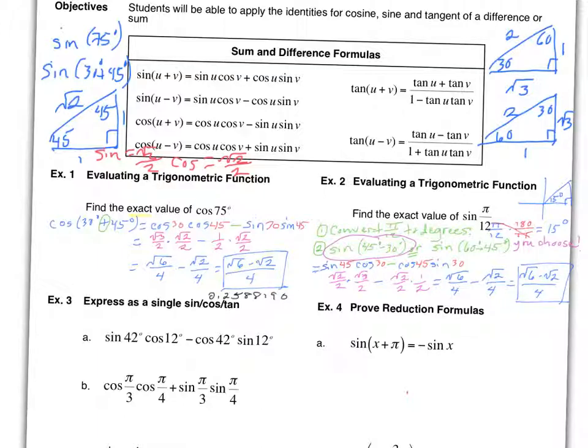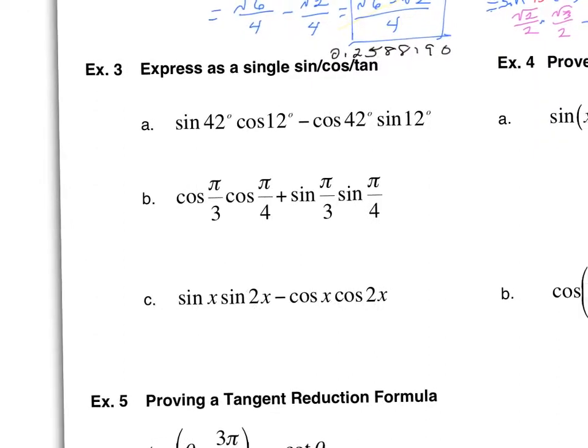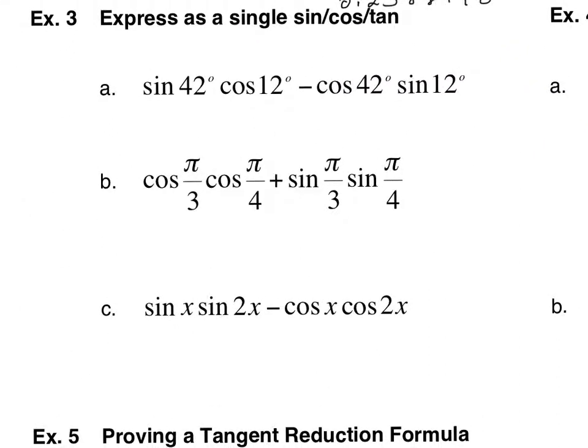All right, so then let's look at example 3. Example 3 has 4 parts to it. We are expressing as a single sine, cosine, or tangent. And so it doesn't matter that I don't know what the sine of 42 degrees is or what the cosine of 12 degrees is. That makes no difference whatsoever. What I'm trying to find is not the value, but I'm trying to break it down into just one value. So go ahead and look at the pattern of the sines and cosines.